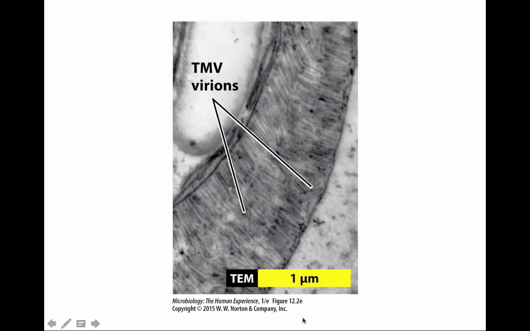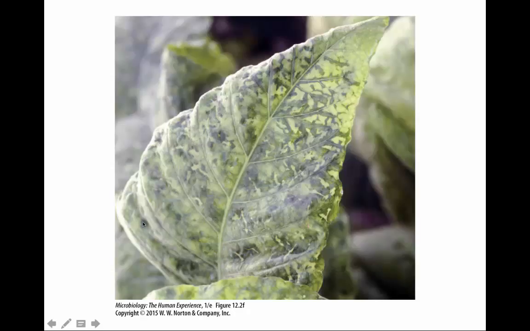Here is a tobacco mosaic virus, and you can see the mosaic virus particles are these long, straight filaments here inside this cell, and this particular cell is a plant cell. So viruses can infect plants as well. Here is the outcome of that infection.